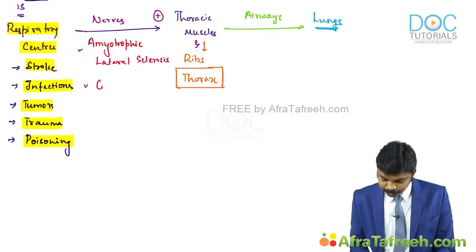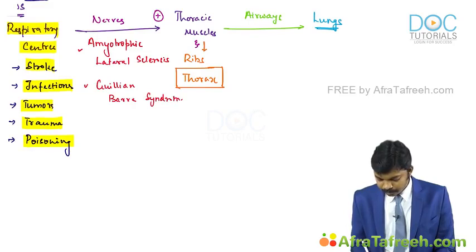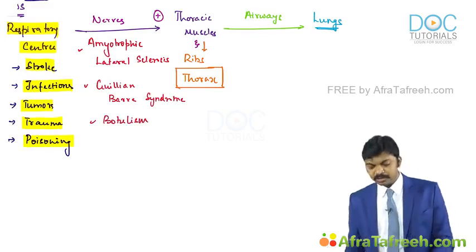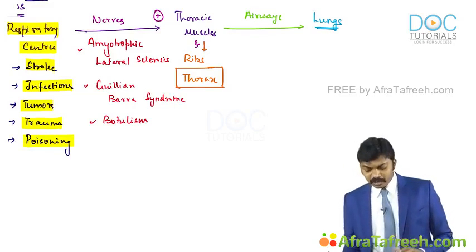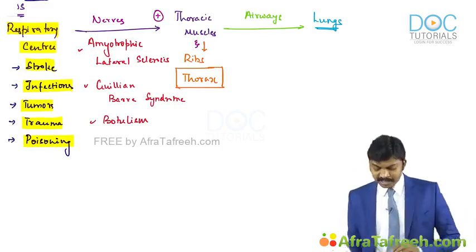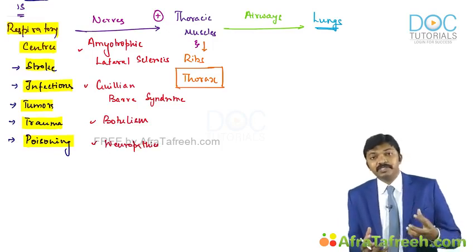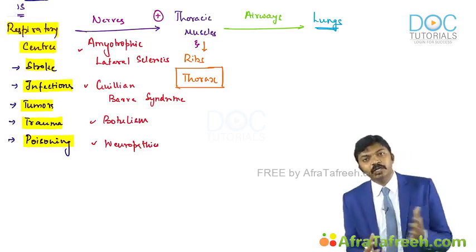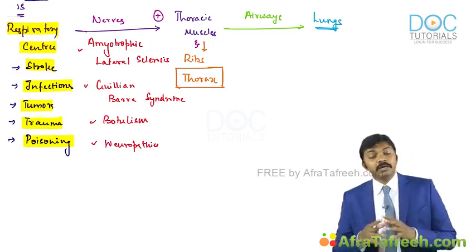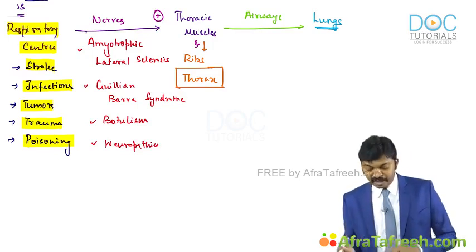Guillain-Barré syndrome, botulinum toxin, the condition botulism. These are all the reasons with which nerves get damaged, other neuropathies. When nerves get damaged, they do not conduct the impulses generated from the respiratory center to thoracic ribs and muscles, and this leads to neuromuscular failure.